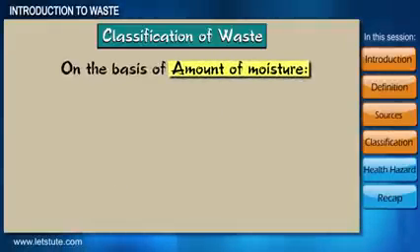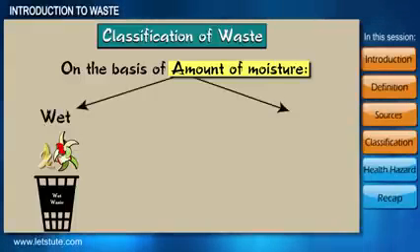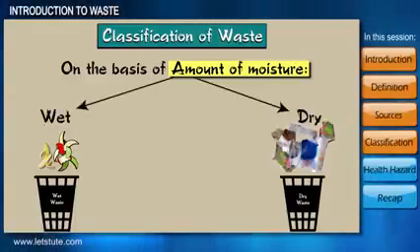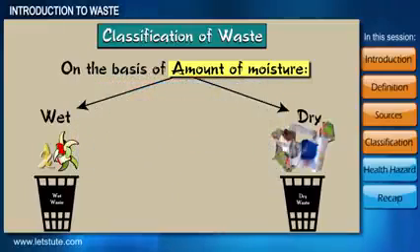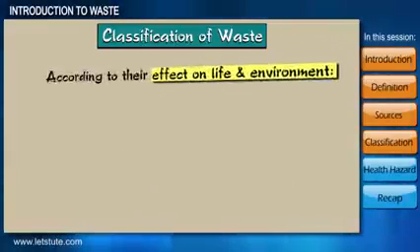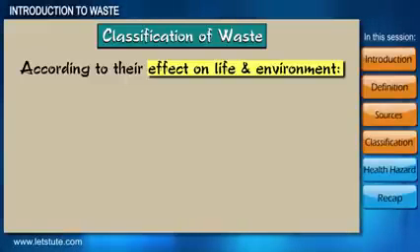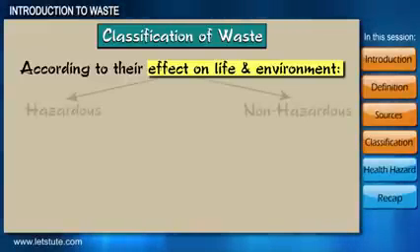On the basis of the amount of moisture present in the waste, it is of two types: wet waste and dry waste. You might have all seen those plastic containers which are mostly kept alongside the pavements, right? Another way of classification of waste is according to their effect on human health and environment.